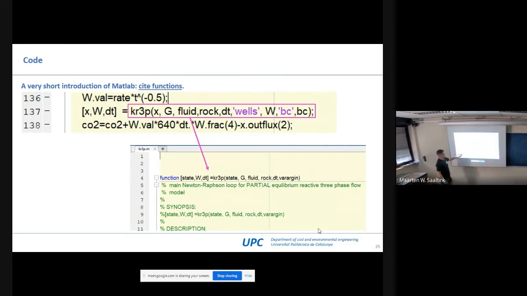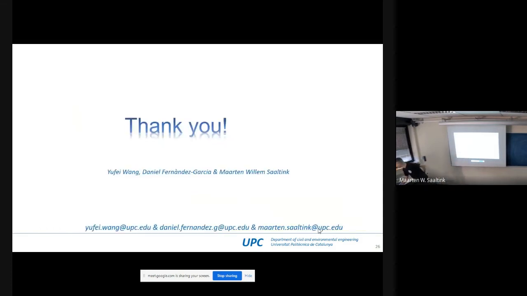Here the reaction and the transport are split, so you can easily modify the code if you want to do more complex reactions. You can modify it, and I think the structure of the code is simple. It's easy to understand the structure. Okay, thank you.